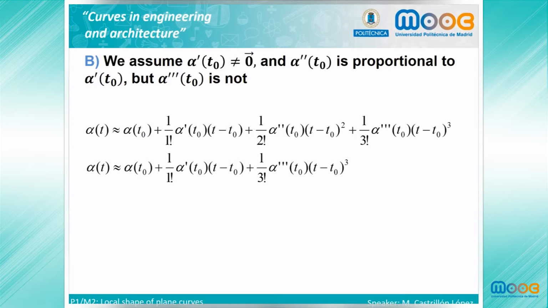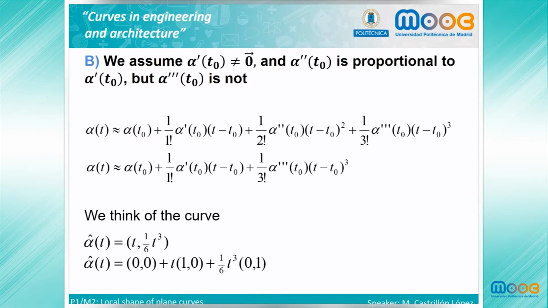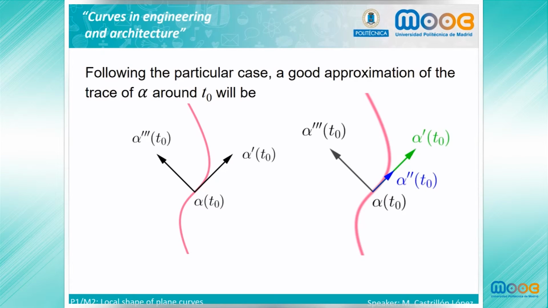Once we have that approximation, we can think of this other curve, the curve t, 1/6 of t cubed, and we write it again as a point plus t, a vector, plus 1/6 t cubed, another vector. The trace of that curve is that cubic, and we also have the point and those two vectors. And we compare this curve with the approximation of the curve in the center of the screen. And then, following that particular case, a good approximation of the trace of the curve around that point will be something like that cubic.